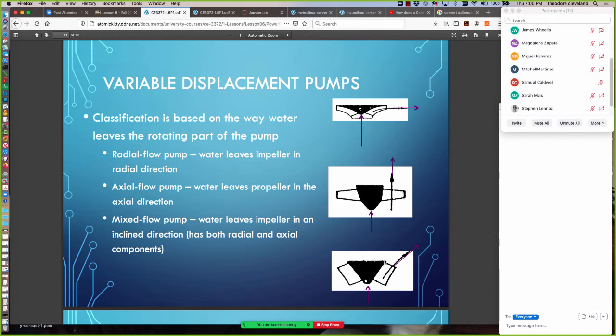The mixed flow pumps are almost, anyway, the water comes in mixed flow and leaves at a slight angle, and then there's a portion of the pump housing that will redirect this purple arrow into the next stage of the mixed flow pump. So the mixed flow pumps are usually several stages of these impellers with several stages of stators.